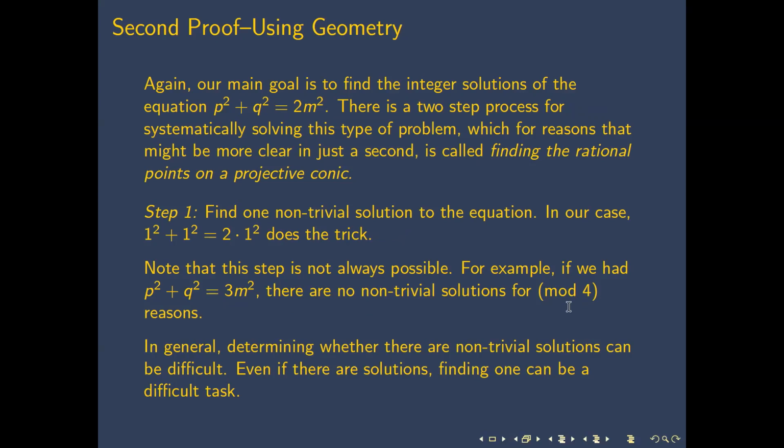So if you want to learn more of this story, you can look up words like the Hasse principle and Pell's equation, things like that. But we're going to stick to the case where we can just look and see what one solution is. So somehow we found one solution to this equation. How do we find the rest of them?